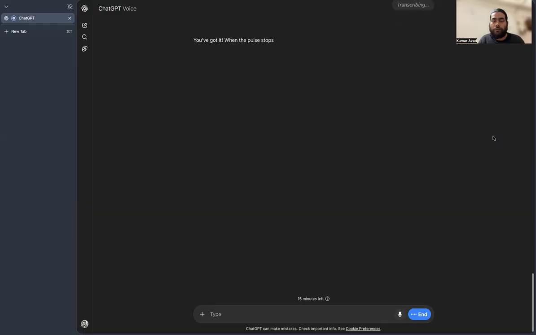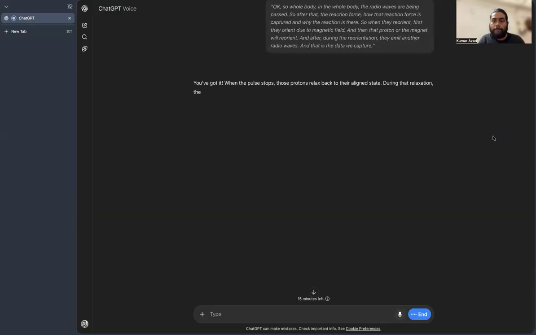You've got it. When the pulse stops, those protons relax back to their aligned state. During that relaxation, they release energy in the form of radio signals. That's the reaction we're capturing. The coils detect these returning signals, and from their strength and timing, the machine calculates the position and type of tissue. That's how the image is formed.